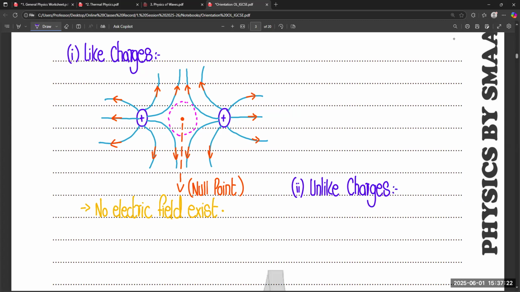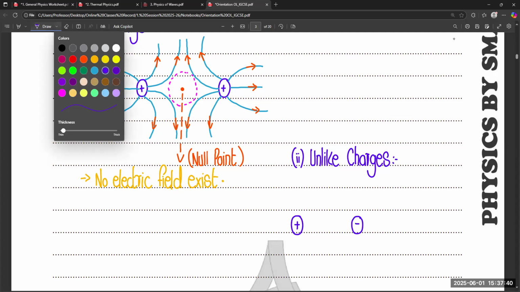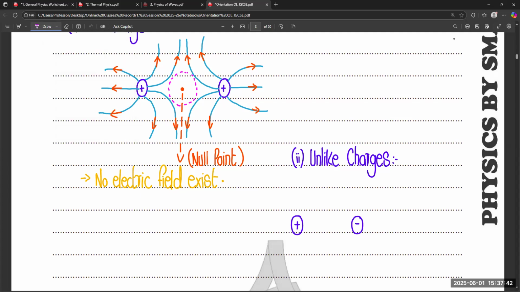So for unlike charges, definitely we have to consider one positive and one negative charge. From positive to negative, we know that field lines always travel from positive to negative. But there is one more difference. We have to draw a gap between the field lines.